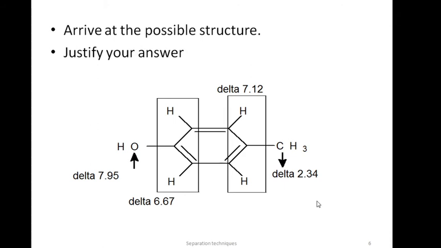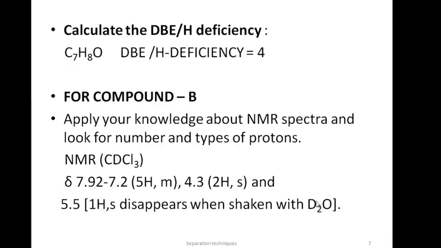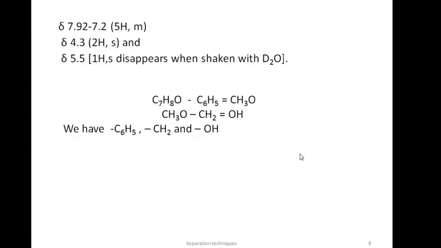Next, we shall move on to compound B. The double bond equivalence is going to remain the same, right? And then you have to see this is the NMR value. The NMR is very simple. See, this is 1 value, this is the second value, and this is the third. Let us split it here: first value, second value, and third value. Fine, so this corresponds to 5 protons, 2 protons, and 1 proton.